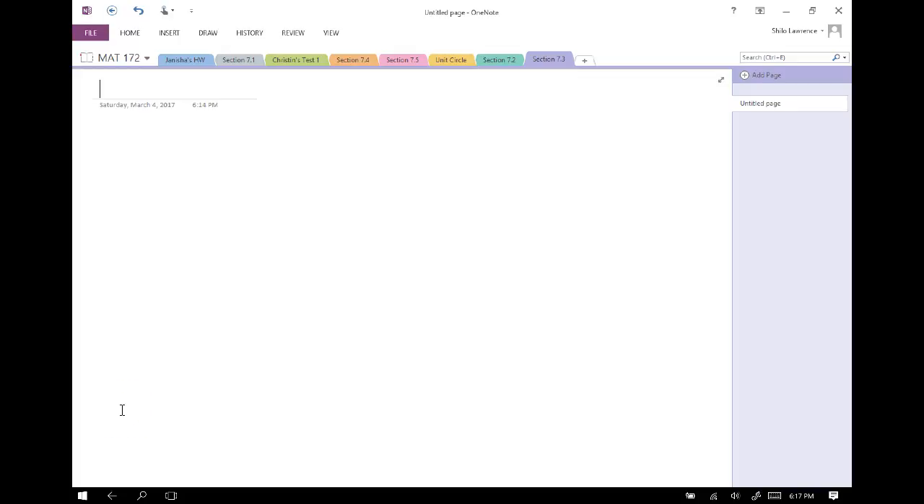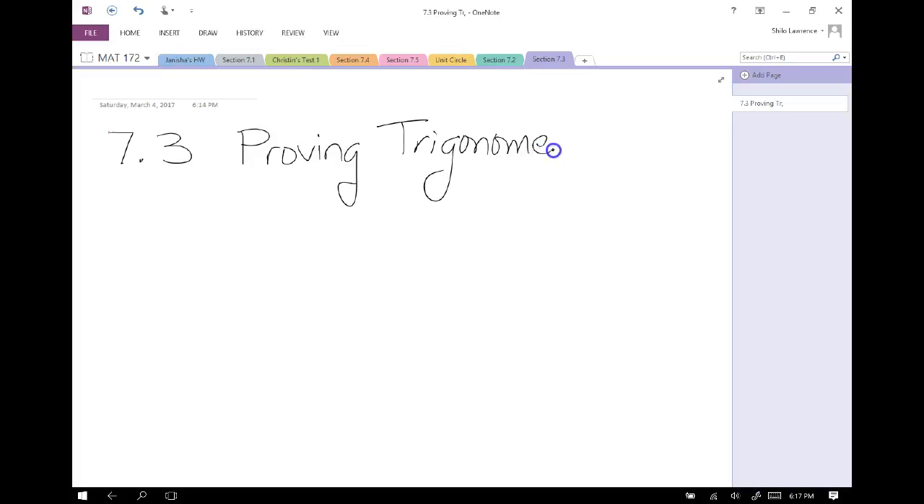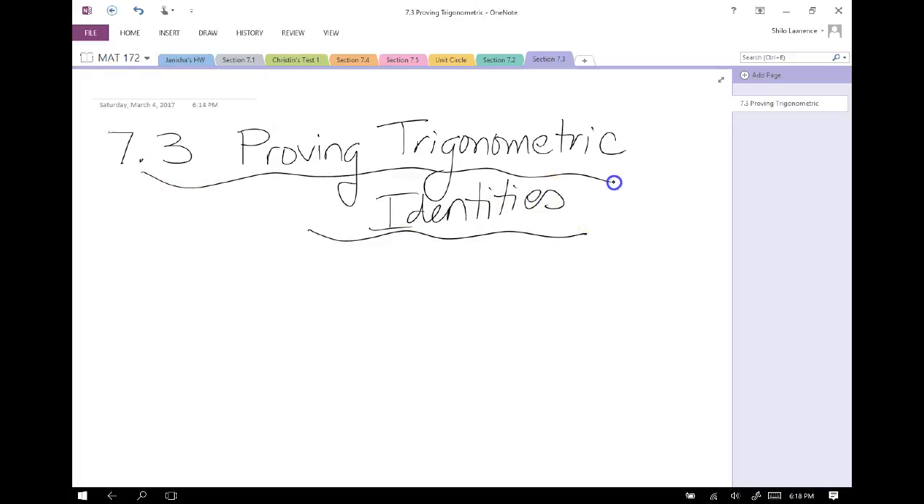In section 7.3, we're going to be using all of the trig identities that we've learned so far to prove some new trig identities. And a trigonometric identity is just an equation that contains trig expressions that's always true, no matter what you plug in for the angle.